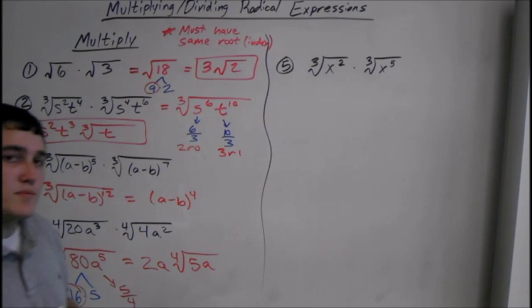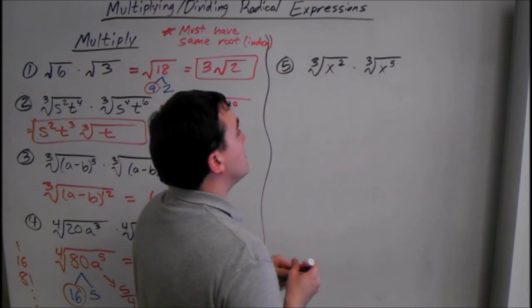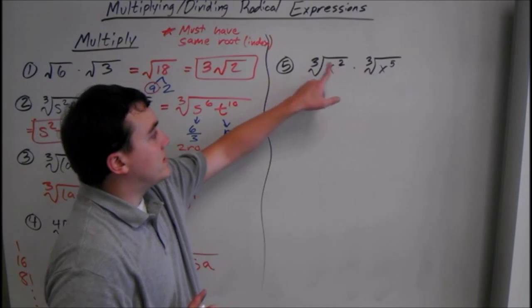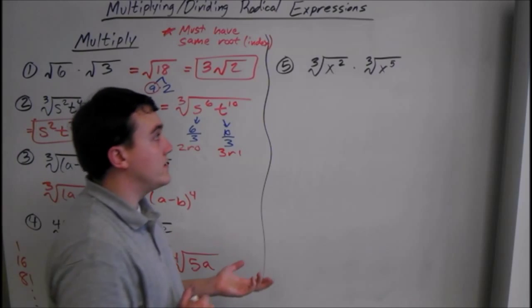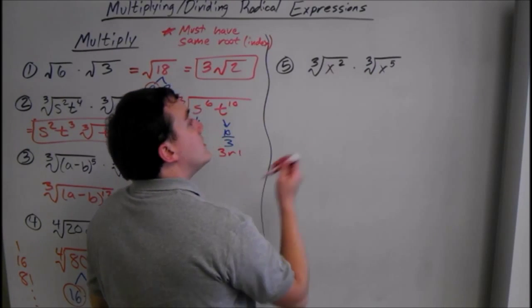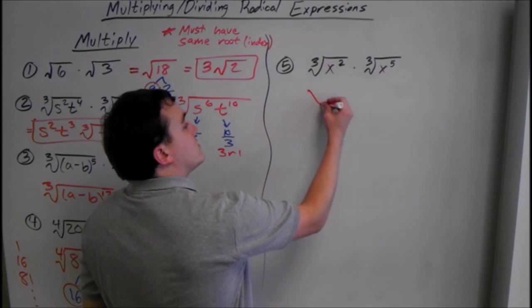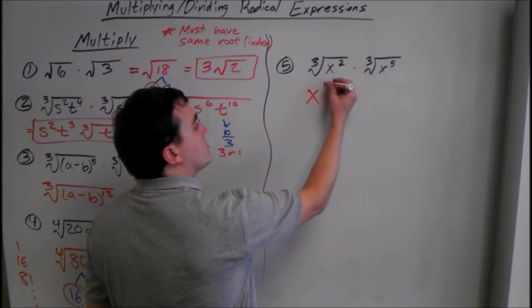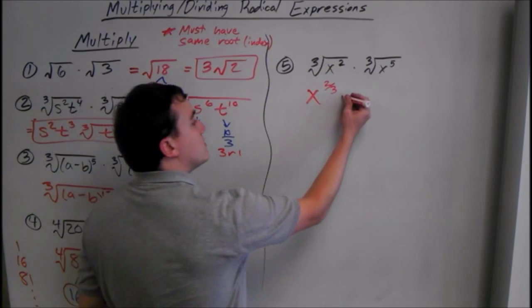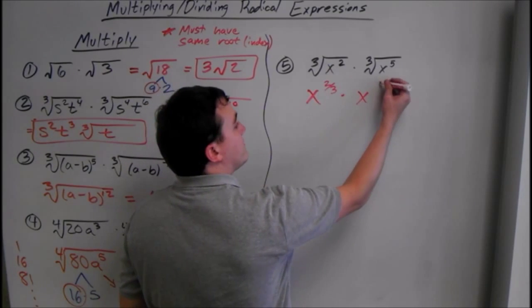Now you can get some special cases. Here, we could multiply the insides, but another way of dealing with it, say if these were not the same, say this was the 4th root, we could rewrite it. This would be x to the 2/3 because it's exponent divided by the root times x to the 5/3.